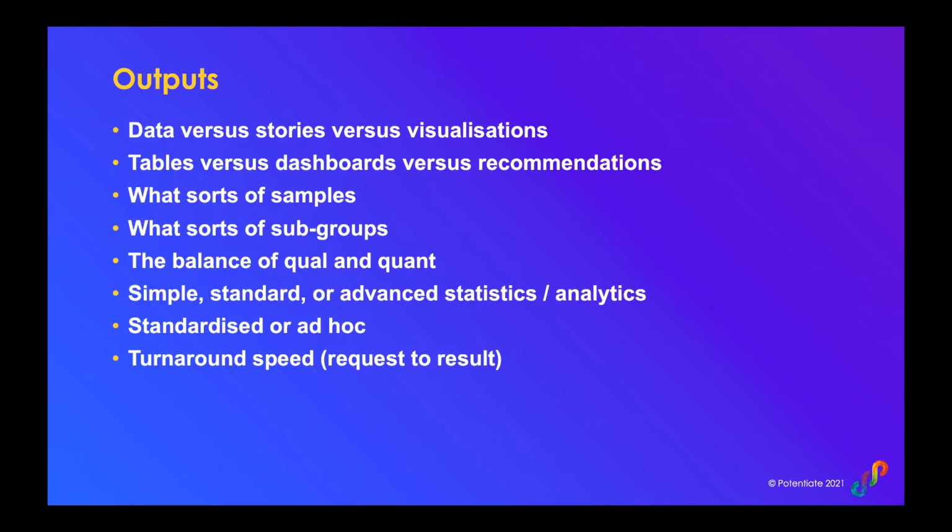Are most of your projects standardized, in which case democratization is much more straightforward? Or are they tending to be ad hoc? Do they differ from one project to another? So it's going to be much harder for you to create a democratized system. And how much turnaround speed do you need from the request to the result? This will depend on whether you tend to do more strategic research, in which case the speed is less important, but the depth is going to be really important. Or is it going to be mostly agile, tactical research, in which case the depth may not need to be so much, but the speed will have to be really good.